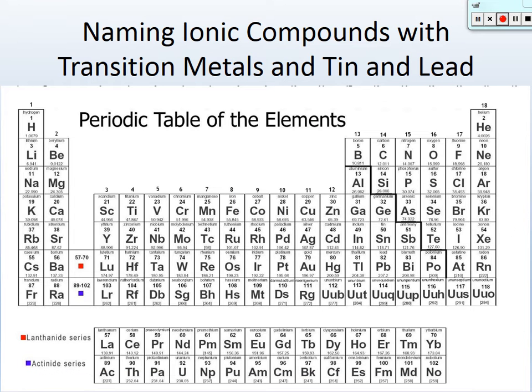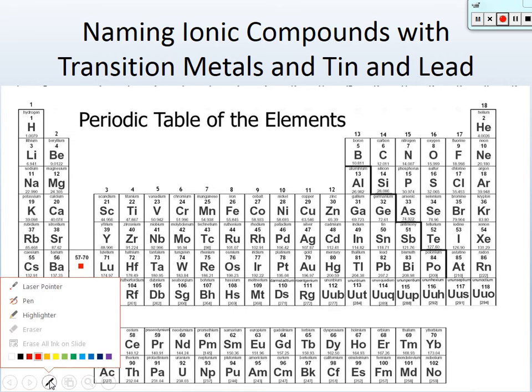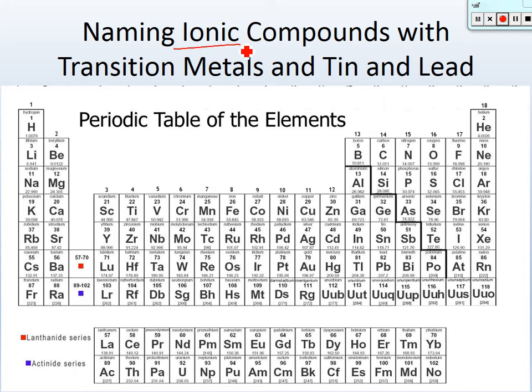Alright guys, today we're going to learn about naming ionic compounds with transition metals and also tin and lead. So in the last video we talked about what an ionic compound was. An ionic compound means there's a metal that forms a bond with a nonmetal. If you look at your periodic table, there's this staircase. The staircase is great because it separates the metals from the nonmetals. Everything below the staircase was a metal. Everything above that staircase is a nonmetal.